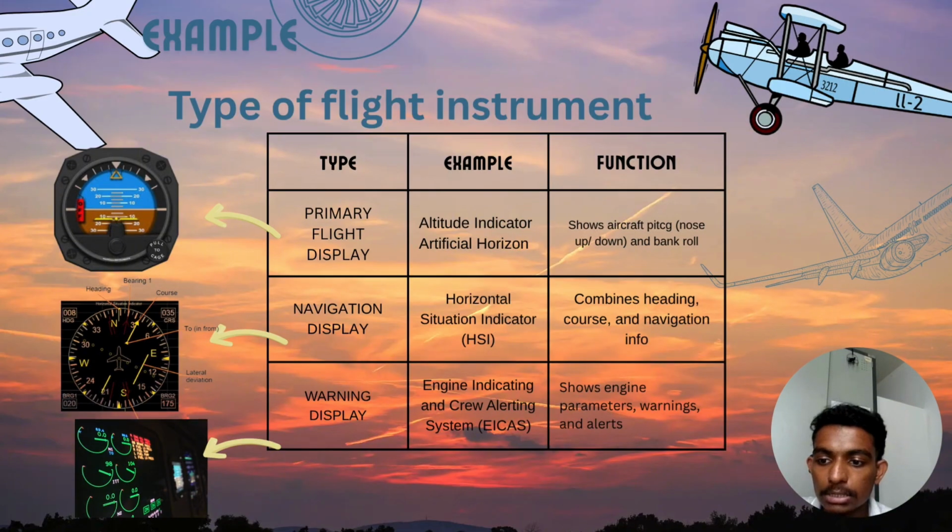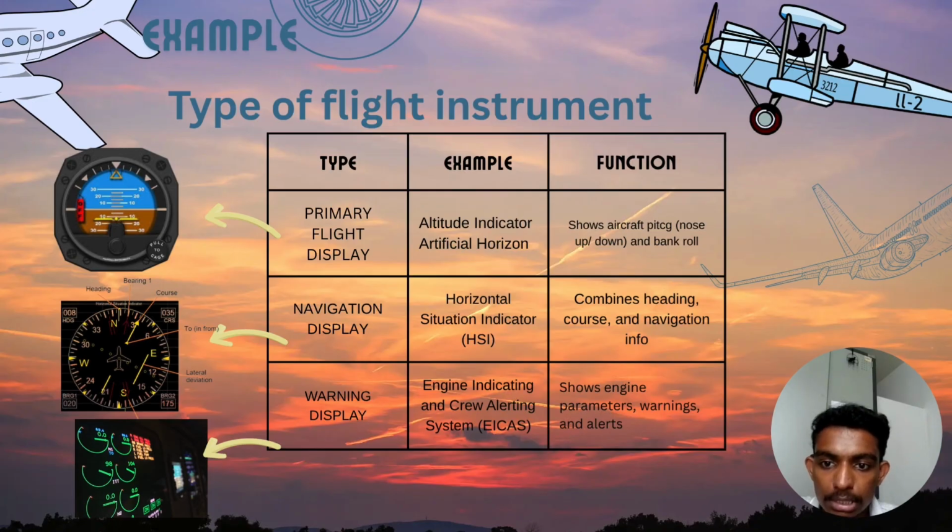The second one is from the navigation display. The example is the horizontal situation indicator, HSI. Its function is to combine heading, course, and navigation information. The third one is from the engine and warning display. The example is the Engine Indicating and Crew Alerting System, EICAS. The function is to show engine parameters, warnings, and alerts.